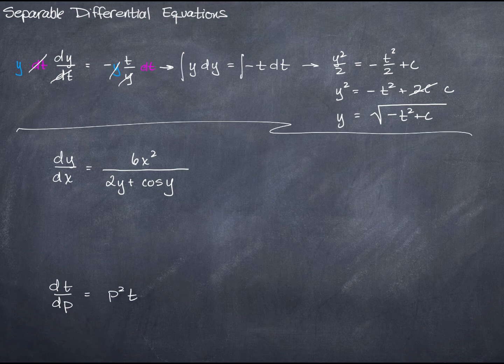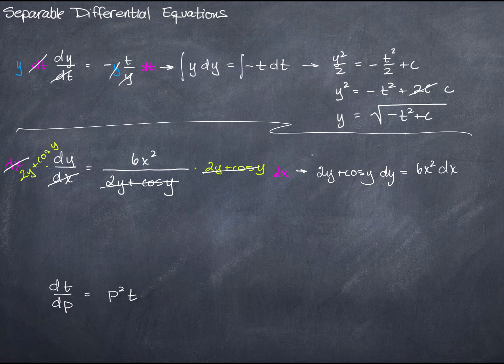This one, I'm going to take the same approach. I'm going to multiply both sides by 2y plus cosine of y, and I'm going to multiply both sides by dx. So I can cancel the dx's here and the y expressions here. And now I have 2y plus cosine y dy equals 6x squared dx. And then integrate both sides.